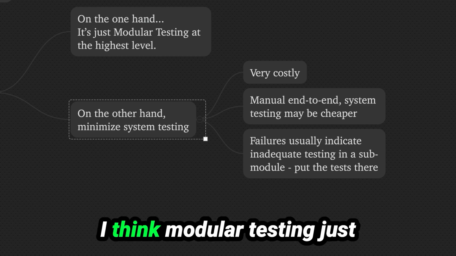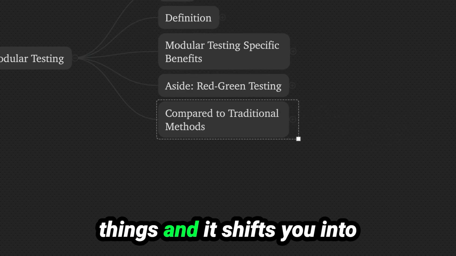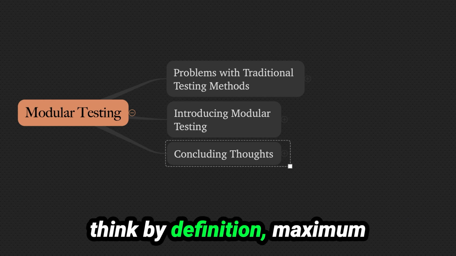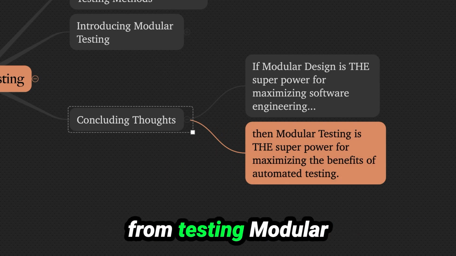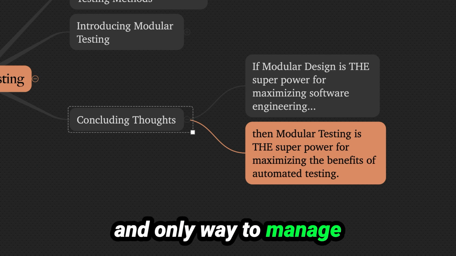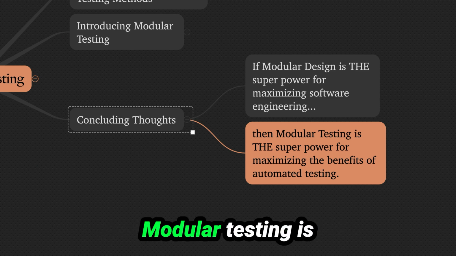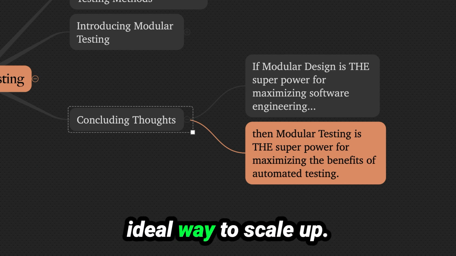I think modular testing just shifts the way you think about things, and it shifts you into the mode where you get, I think by definition, maximum benefit from testing. I don't think there is a way to actually get better benefit from testing, because modular design is the essential and only way to manage complexity as you scale up building software projects. Modular testing is also, by definition, the ideal way to scale up.